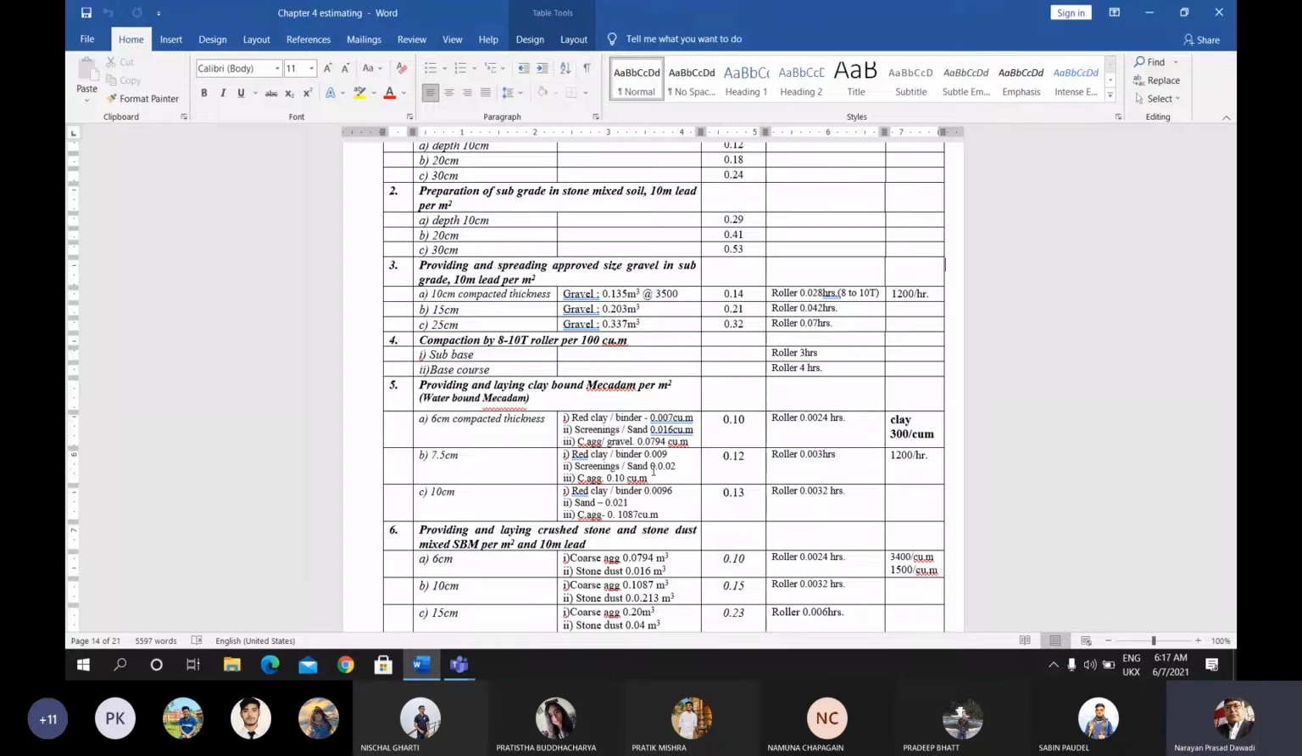And for the manpower required for the laying of such materials, per meter square of area of 6 centimeter completed thickness, the number of unskilled manpower is 0.10. And for the compaction of the layers, the roller is used. The roller takes 0.0024 hour for compaction of 1 meter square area of 6 centimeter compacted thickness, and the rate of the roller is 1200 per hour, and the rate of the unskilled manpower is 900 per hour. After knowing the material cost, labor cost, and the equipment cost, add all the three amounts, and you will get the subtotal.